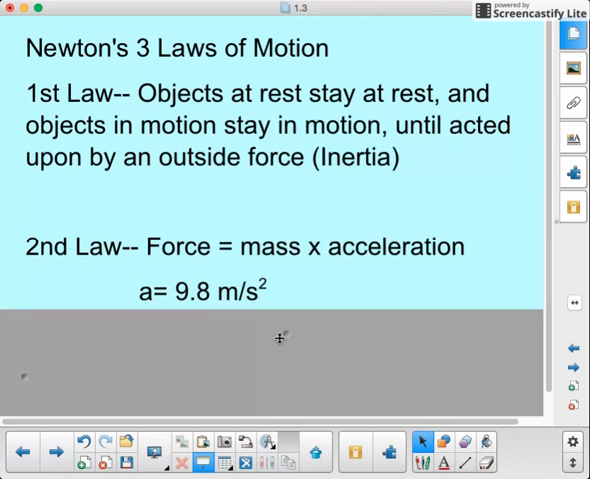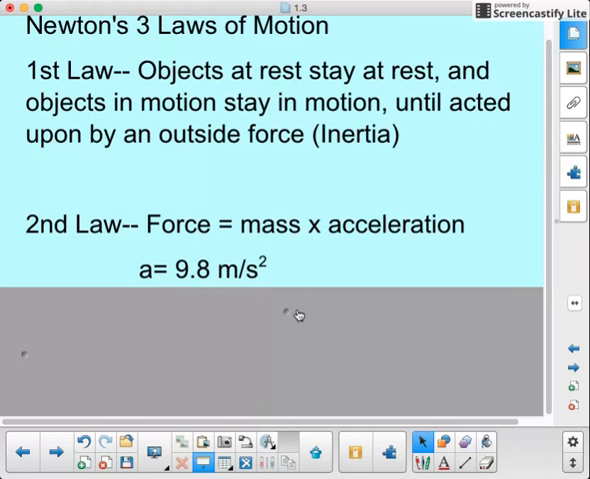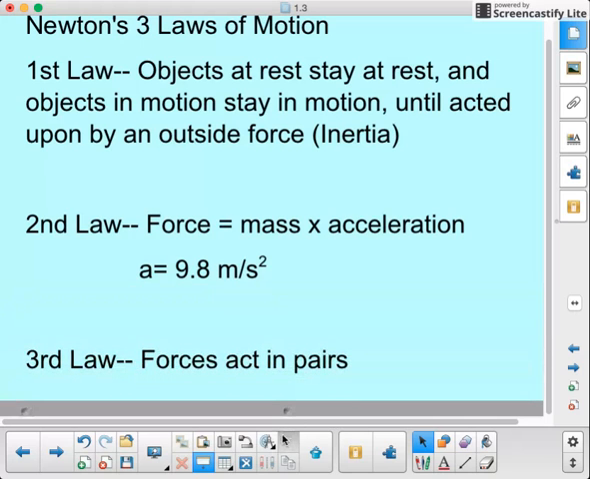Newton's second law of motion tells us that force is equal to mass times acceleration, or F equals ma. And acceleration due to gravity on Earth's surface is always 9.8 meters per second squared. There are some practice problems in your workbook, and we'll do one here. And then Newton's third law of motion tells us that forces act in pairs. For every action, there's an equal but opposite reaction.